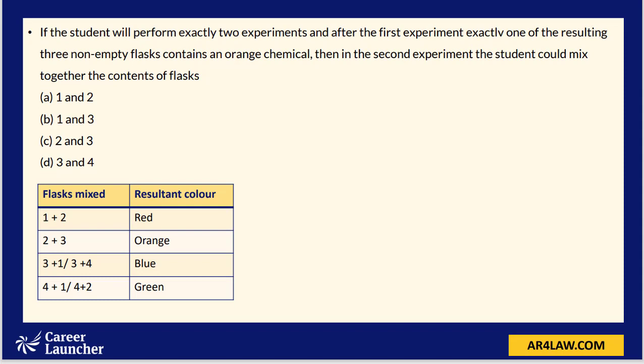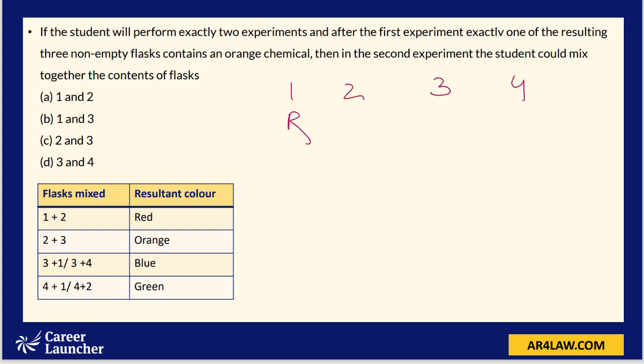If the student performs exactly 2 experiments, and after the first experiment exactly one of the resulting 3 non-empty flasks contains an orange chemical, then in the second experiment the student could mix together the contents of flasks. So here again, there are 2 experiments being conducted, and after the first experiment we want one of the flasks to have the original chemical.